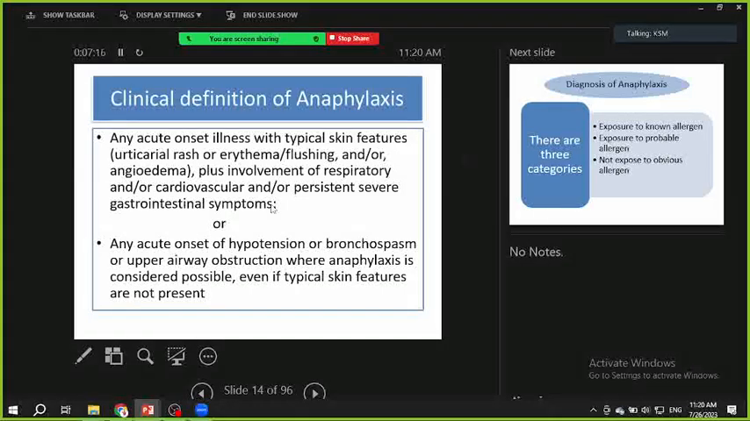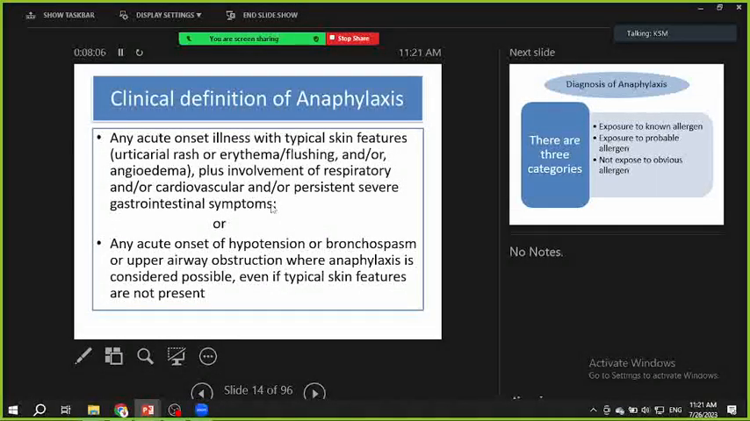Now, this is the clinical definition of anaphylaxis. There are various discussions about this one. There are various guidelines, UK guidelines, Australian guidelines, New Zealand guidelines, but I basically adhere to the Australian and New Zealand guideline, more or less the same clinical. This is very important. I'll read word by word. Acute onset of illness with typical skin features, urticarial rash or erythema, flush and angioedema, plus involvement of respiratory and cardiovascular or persistent severe gastrointestinal symptoms. That is one. The second one: any acute onset of hypotension or bronchospasm or upper airway obstruction where anaphylaxis is considered possible, even if typical skin features are not present.